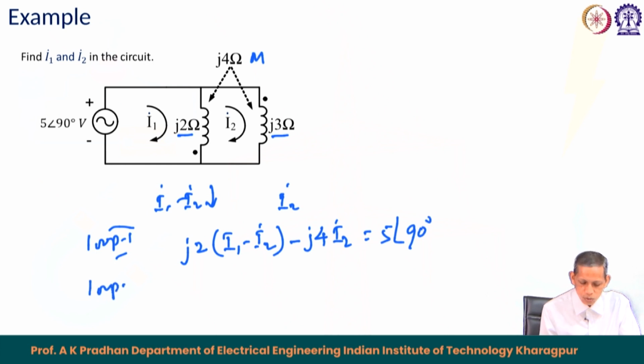Similarly, you can write the equation for loop 2. Loop 2 has two elements. For j3, it is a self term, so the self drop will be j3 into I2, and then we have a mutual component between j3 and j2. In j2, I2 minus I1 is entering, and I2 is entering the j3 as well, so the mutual part will be positive. The mutual part is j4, and this becomes equal to I2 minus I1.